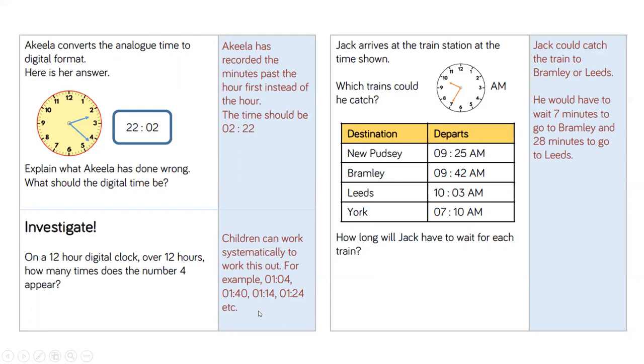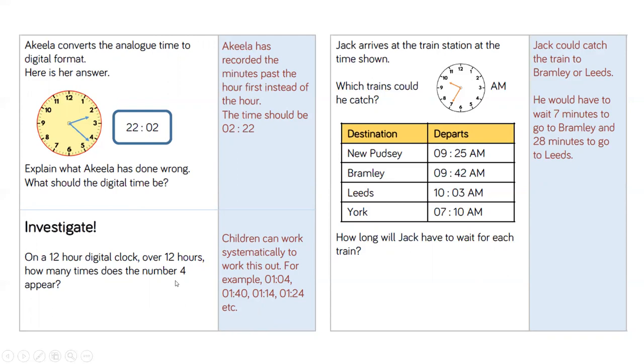So work out how many you get in 1 hour, and then add that all up for 12. And then remember at 4 o'clock, you will have 4:04, 4:40, 4:14, 4:24, 4:34. So you'll have even more fours. So if you can find the answer, can you please write it on a blog to me and tell me how many fours there are over 12 hours?